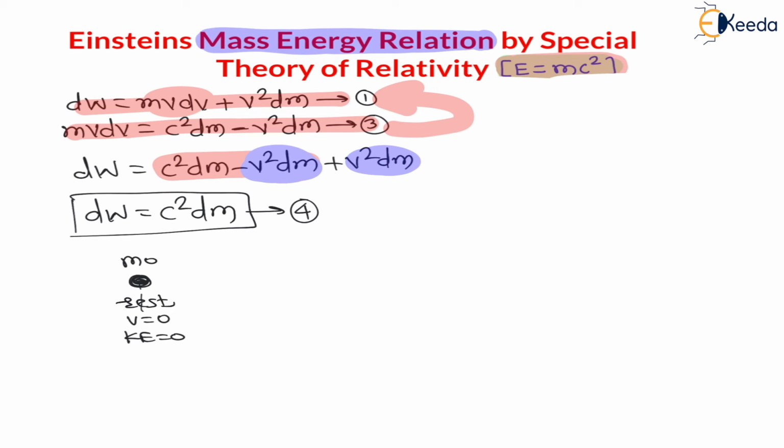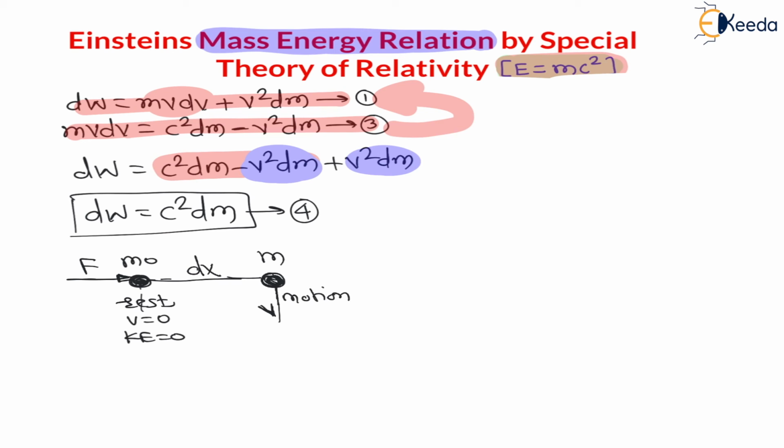This is rest mass, which means this condition is rest. At this rest condition, if I apply an external force, because of this external force the mass will displace some distance, and now the moving mass becomes m and velocity here is v. Now it is in motion, right? And we have written that this displacement is dx, from m0 to m.